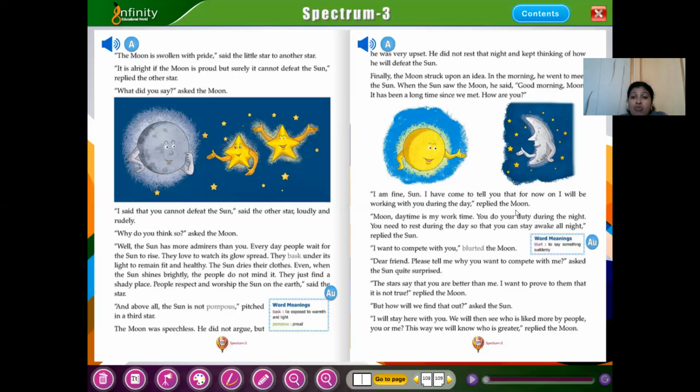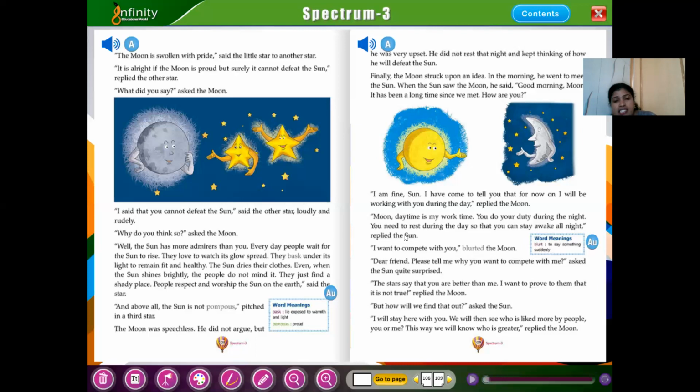But the moon wanted to defeat the sun. Because of that, the moon went to the sun and told him that he also wanted to work with the sun in the daytime. "Moon, daytime is my work time. You do your duty during the night.